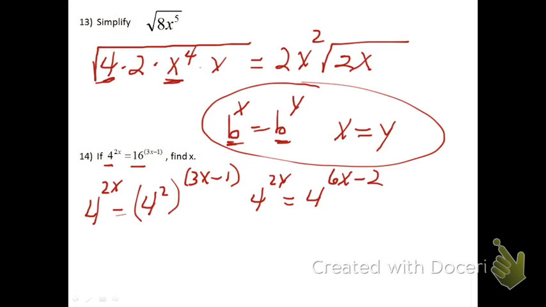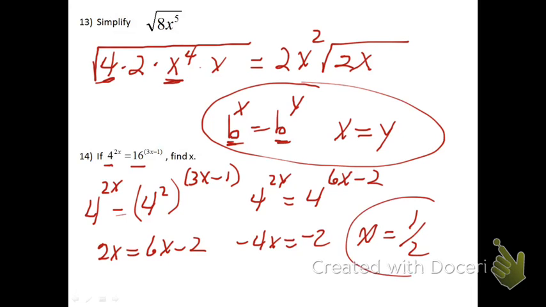Now I can use my property. I know that 2x is equal to 6x minus 2. So negative 4x is equal to negative 2. So x is equal to negative 2 over negative 4, which reduces to a positive 1/2.